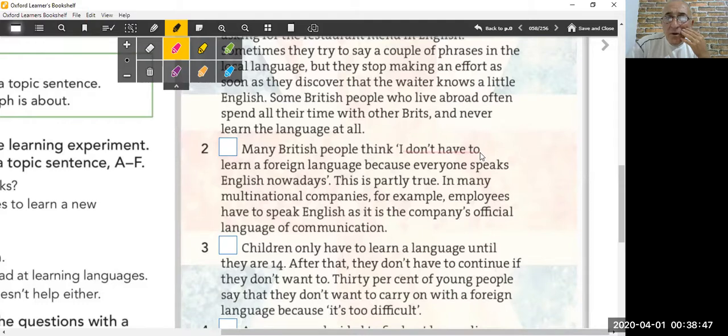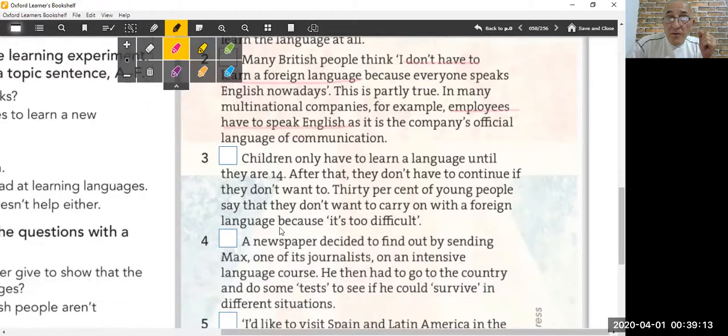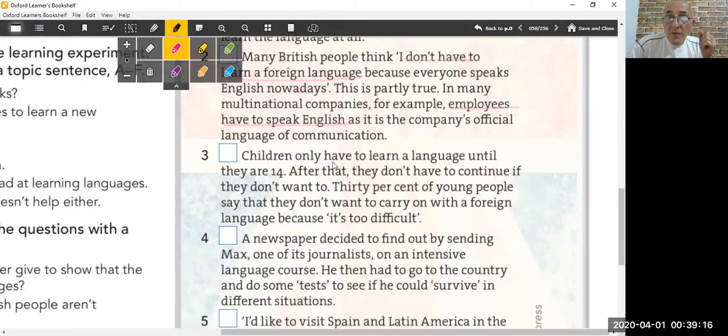I don't have to learn a foreign language. That's what the British people think. What else? Employees have to speak English. This is also required in Turkey most of the time. Children only have to learn a language until they are 14. They don't have to continue.